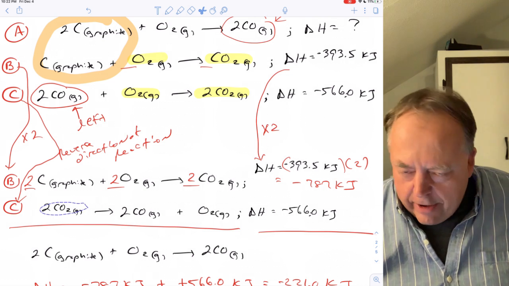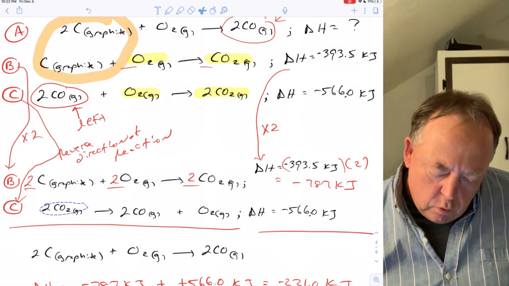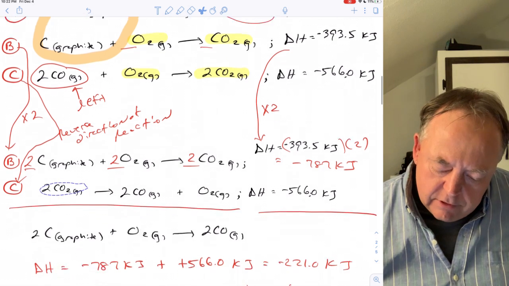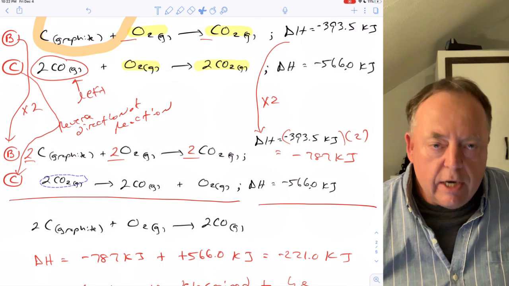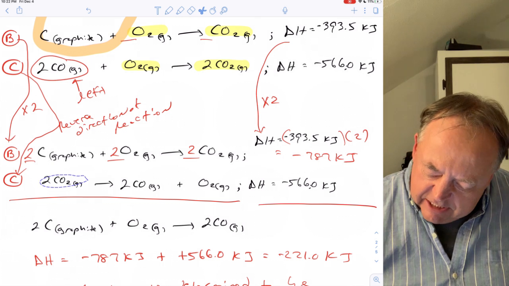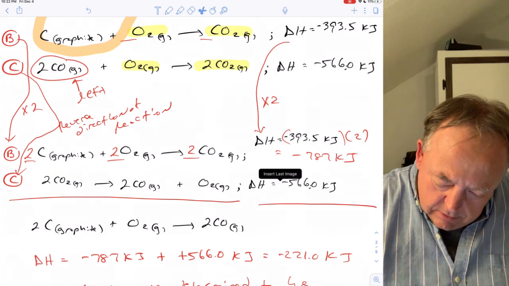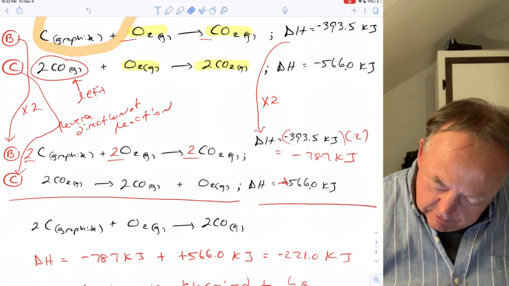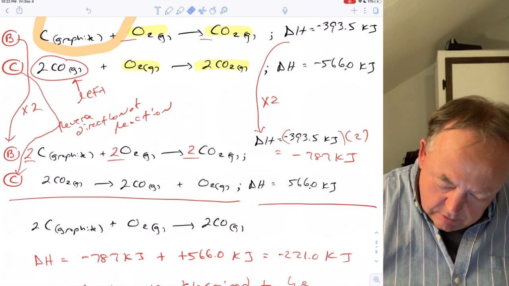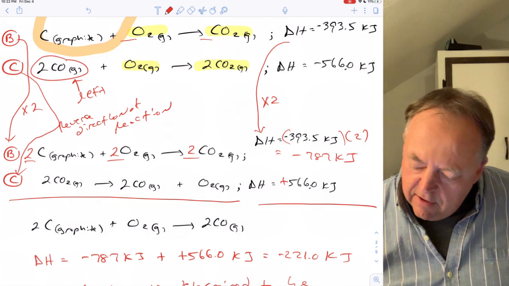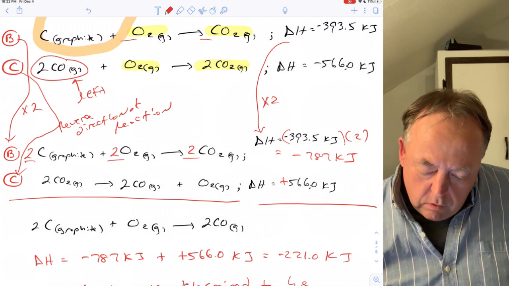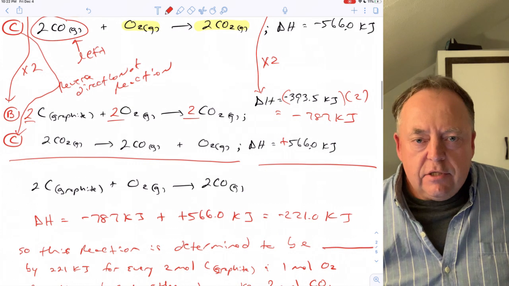It doesn't mean that reaction will be easy to do. We're basically just doing math here, manipulating the equation. So what do you do if you reverse the direction of a reaction? You just change the sign. So now this would be plus 566 kilojoules.